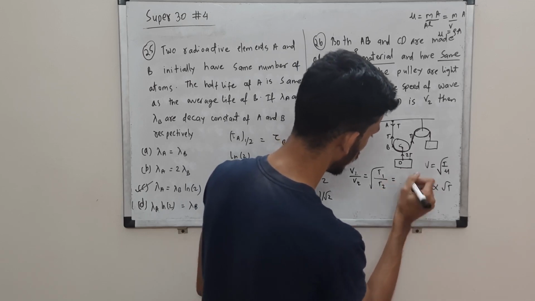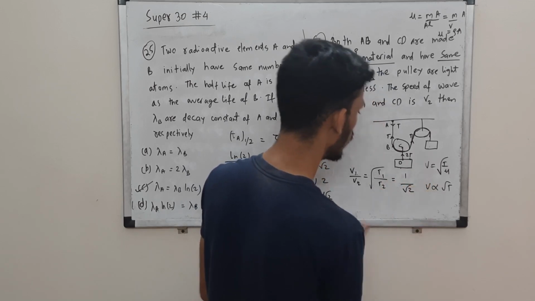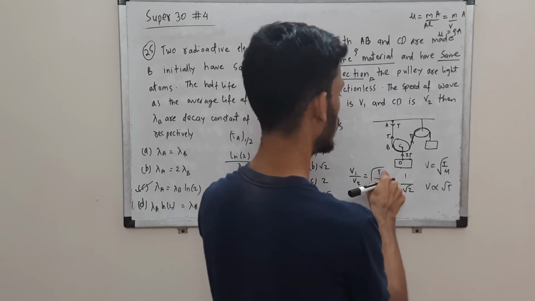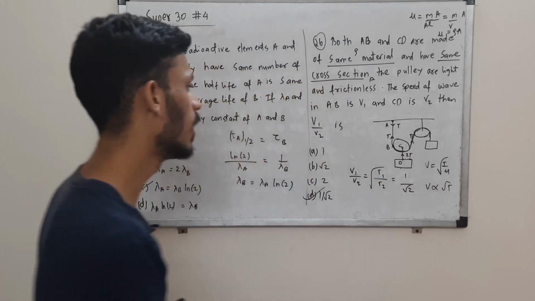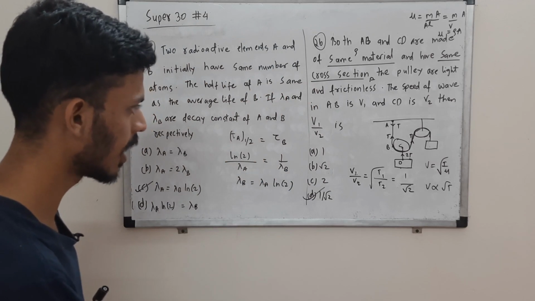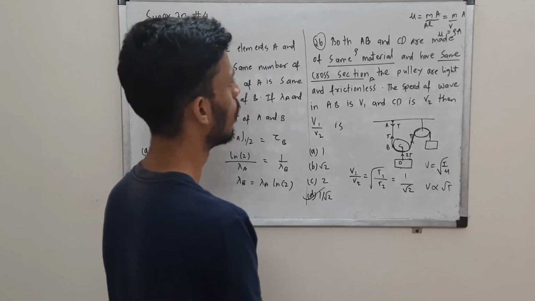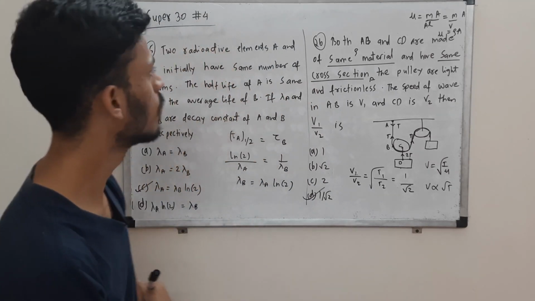So T2 is root 2 times T1, you see, right? So this is root 2 T and this is simply T, T cancel. So you have 1 by root 2, which is option D. Okay, yeah, the logic is correct. The answer is also correct now. Okay, so that is our question. Over to the next one.